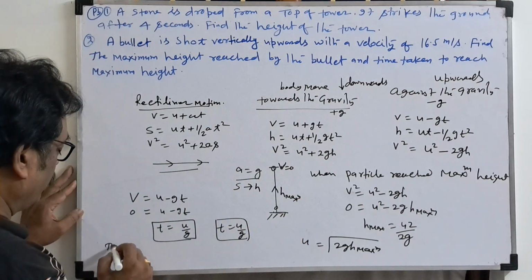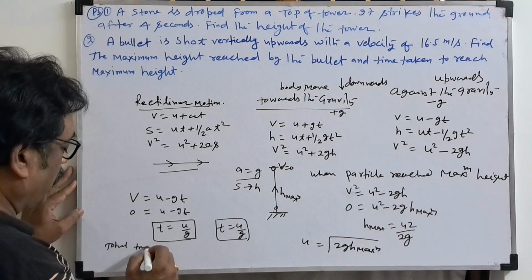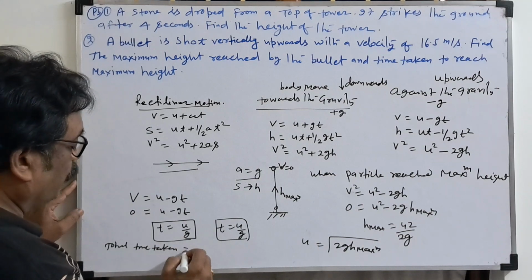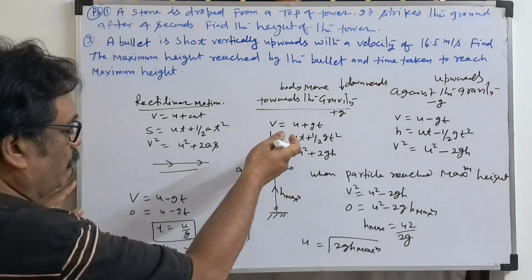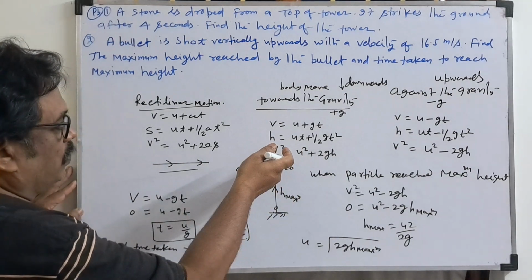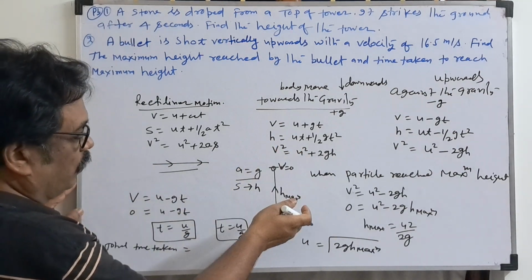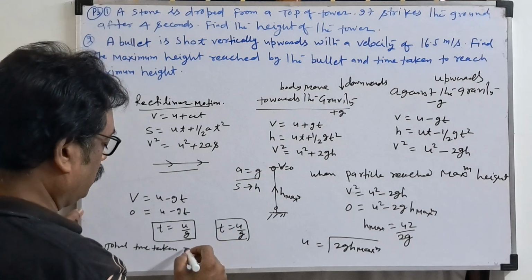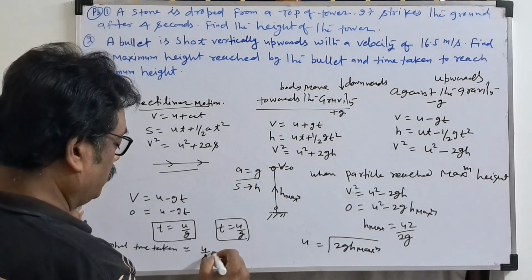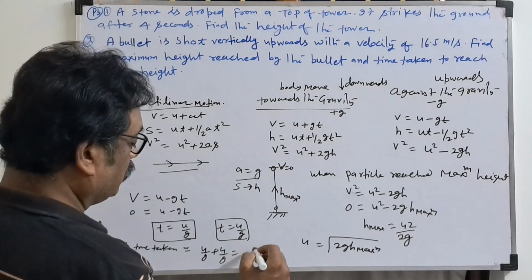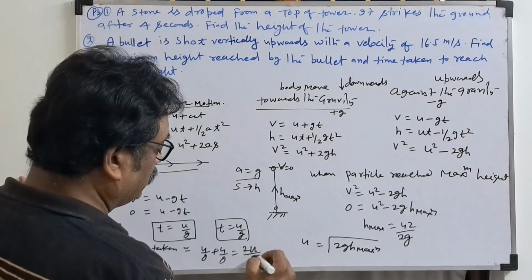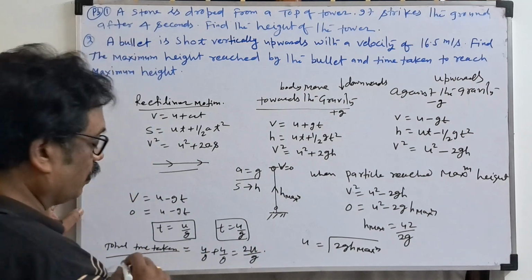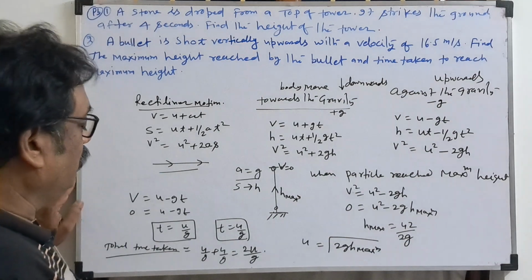Then what is the total time taken? Both you add: u by g from the earth surface to the tower, and from the tower to the earth surface, both add. So u by g plus u by g, so 2u by g. The total time taken by the particle is 2u by g.